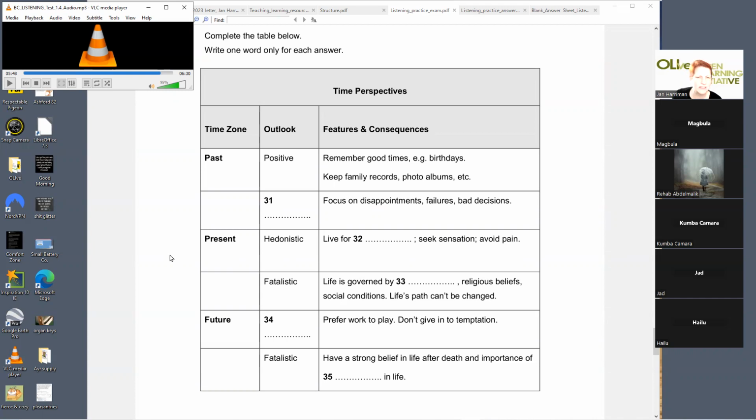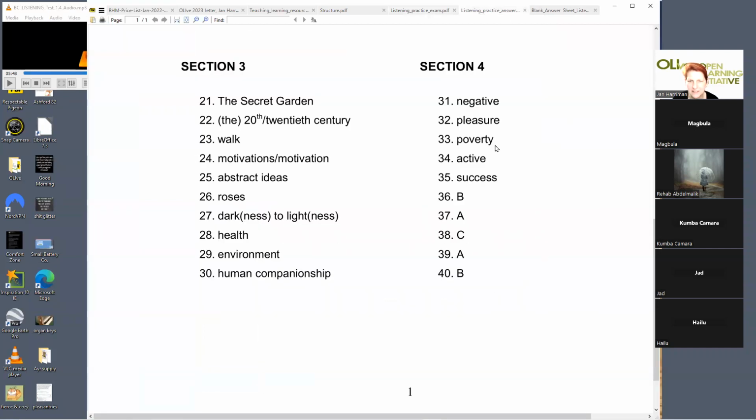So how about question 32? What was that? Pleasure. Pleasure is right. So let's see. How about 33? Life is governed by poverty. Fate? Not fate? Poverty, I think. Pretty sure it was poverty. Yes, poverty. Okay.